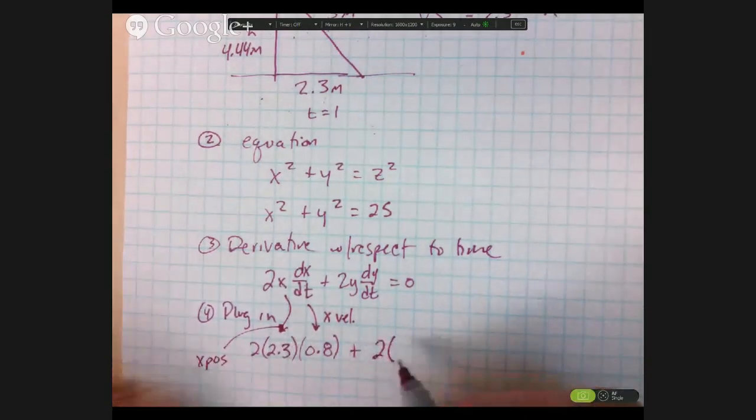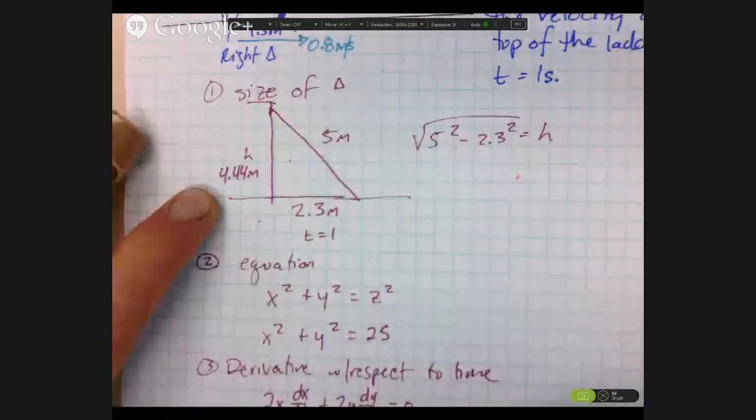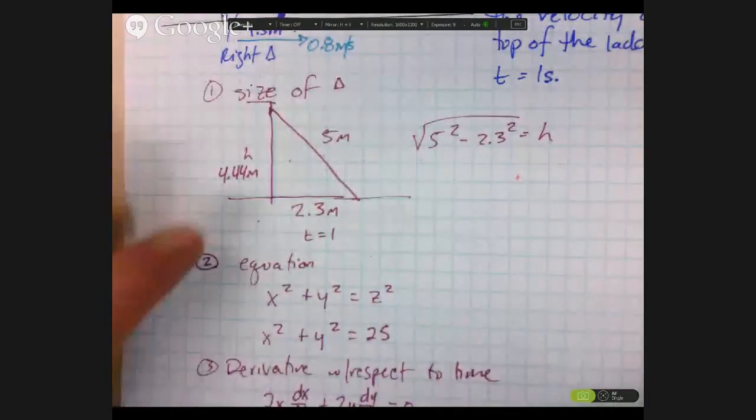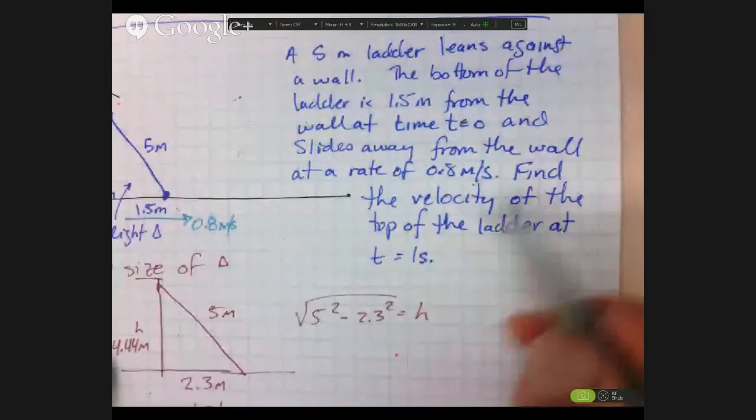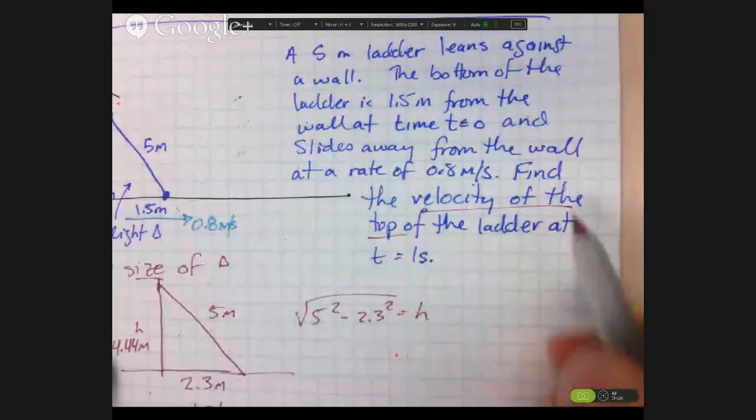What's the y value? Do we know the velocity? That's actually what the question is asking. Find the velocity of the top of the ladder. That's this one, dy/dt.